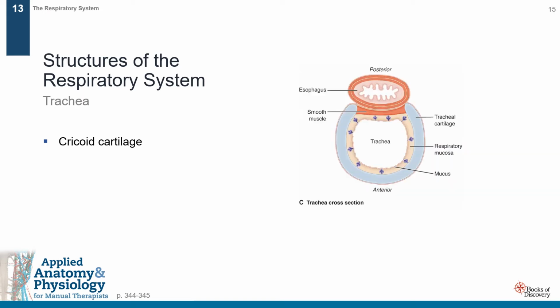In illustration C, we see the trachea cross-section which shows the C-shaped tracheal cartilage ring and the smooth muscle and esophagus that provide support to the posterior side.